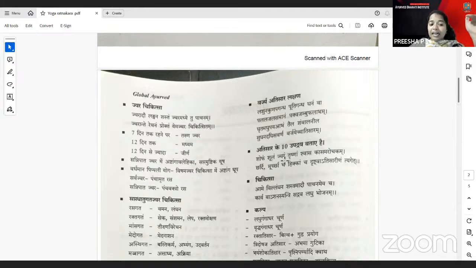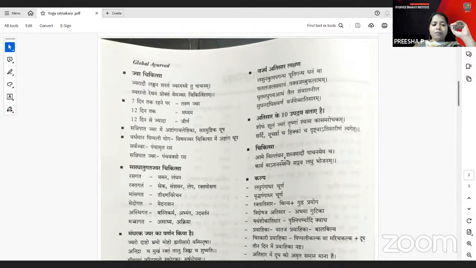For the Rasagata, it is Vamana and Langhana. For the Raktagata, it is Seka, Samshamana, Lepa, and Raktamokshana, which is mentioned there. And the Mamsagata, Tikshna Virechana is explained there. And the Medogata is Medanashana, and Asthigata, it is Bastikarma, Abhyanga, and Udvartana is mentioned. And Majjagata is Asadhya and Akriya, which is mentioned there.